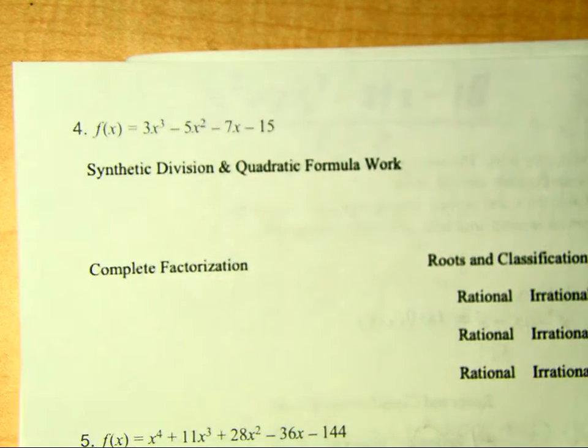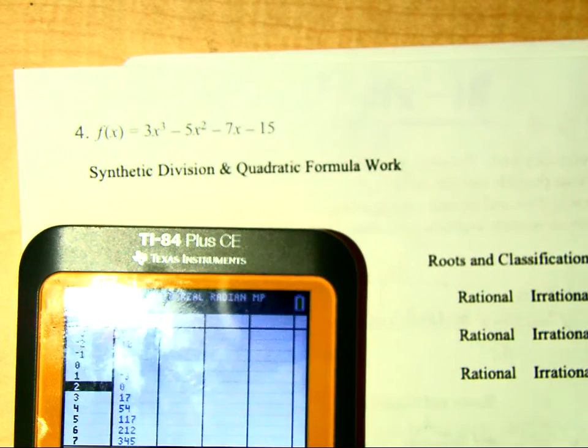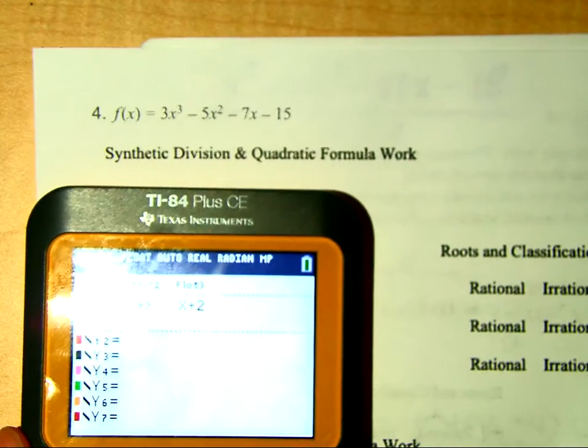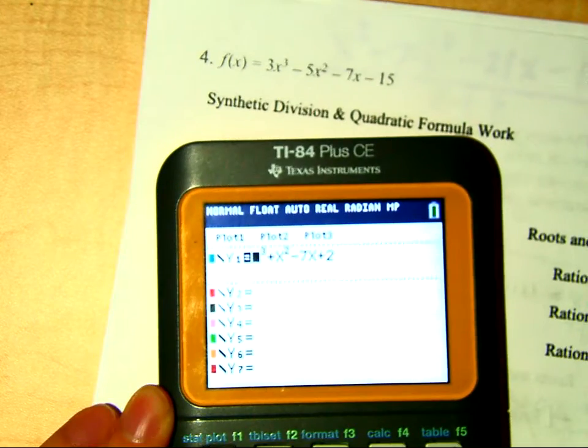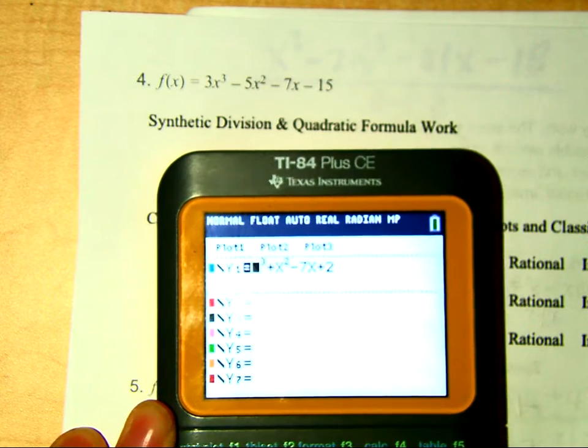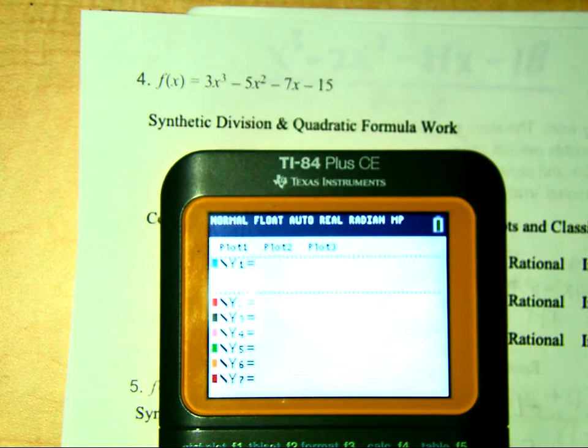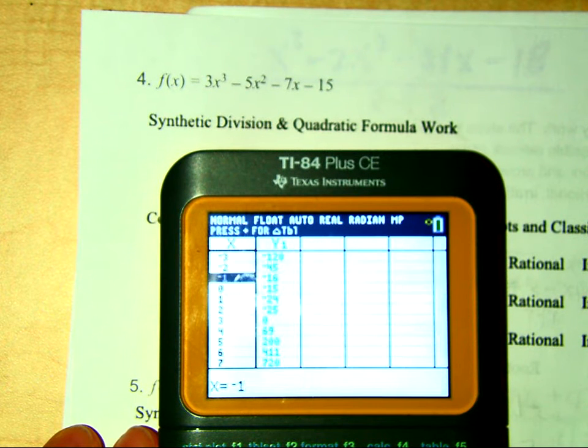Number 4. Same thing. Let's use the calculator and find the first one. 3x cubed minus 5x squared minus 7x and then minus 15. Go to table. Okay, let's find. When x is 3, y is 0. Okay, let's do 3.